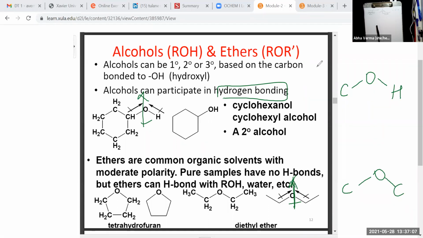Remember, you will not be given straightforward structures. You will be given structures like this, or you might be given a cyclic structure like this. You just have to recognize that there is an oxygen with carbons on either side, and hence it is an ether. This is a cyclic ether, tetrahydrofuran. So there are 4 carbons on this ring.